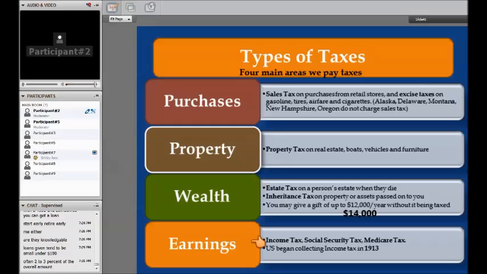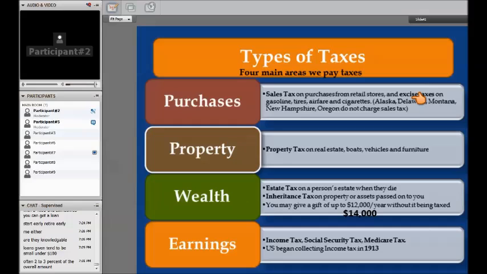Okay, types of taxes. These are the 4 types of taxes that we pay. This is probably the one that you guys are the most familiar with. We pay taxes on our purchases. We pay sales tax. So you go and you buy something, they're going to tack on some tax. I think it's 6.5%. And you're going to pay that on top of whatever the cost of the item was.